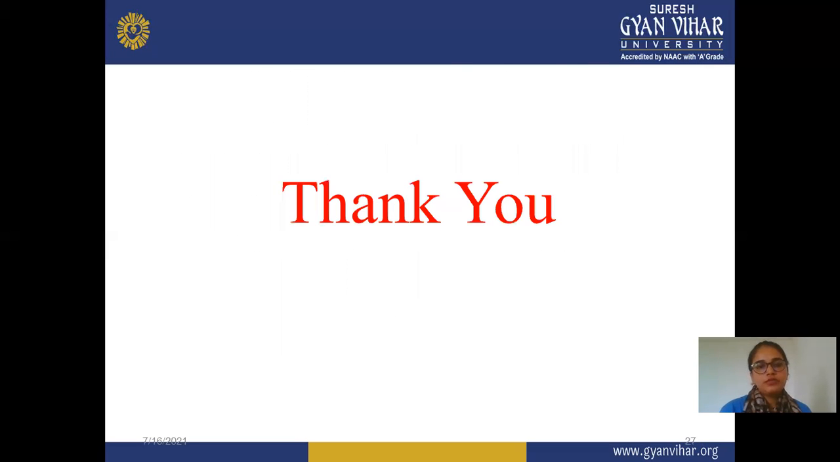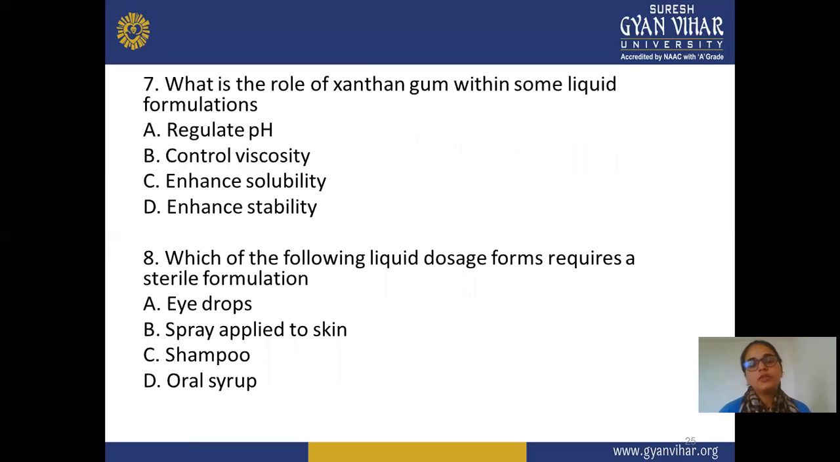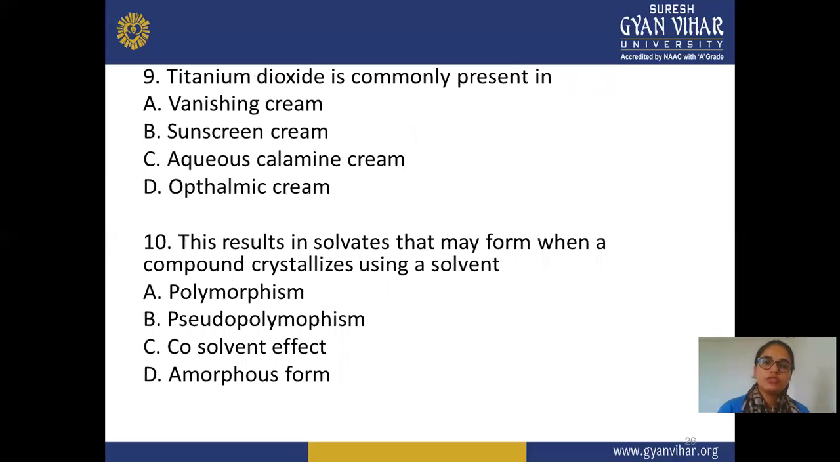Next, in the seventh question, what is the role of xanthan gum within a liquid formulation? A is regulate pH, B is control viscosity, C is enhance solubility, D is enhance stability. In the eighth question, which of the following liquid dosage forms requires a sterile formulation? A is eye drops, B is a spray-dried liquid skin, C is shampoo, and D is oral syrups. Next, in the ninth question, titanium dioxide is commonly present in A, vanishing cream, B is sunscreen, C is aqueous calamine lotion, D is ophthalmic cream. The 10th question: this results in solvates that may form when compounds are crystallized using solvent. A is polymorphism, B is pseudomorphism, C is co-solvent, and D is amorphism.